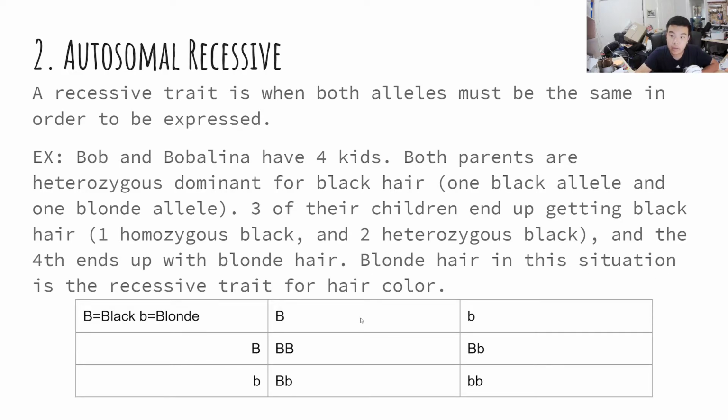And once again, this is a Punnett square where this could be Bob and this is Bobalina, and this shows the 4 outcomes, where each outcome represents one child. So child 1 would be homozygous black, BB uppercase. Child 2 would be heterozygous black, which carries the blonde. The blonde has one recessive allele. Same with child 3. And child 4 has 2 recessive alleles, which makes the child blonde.